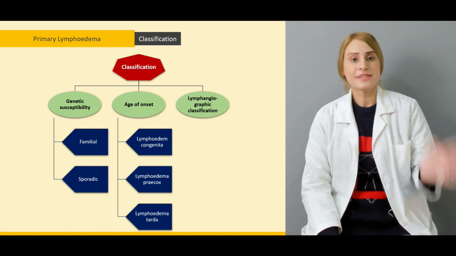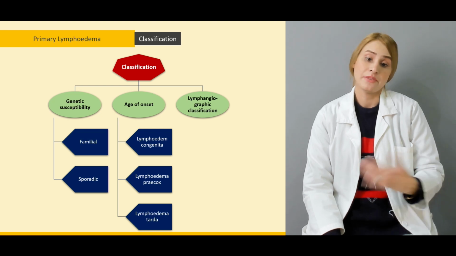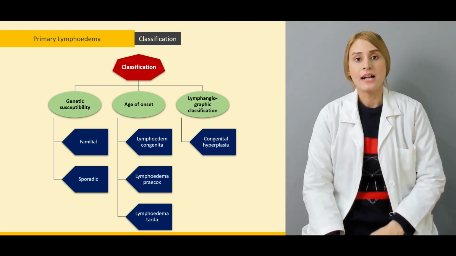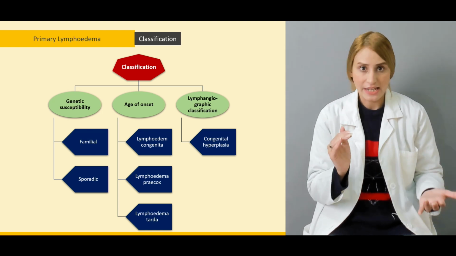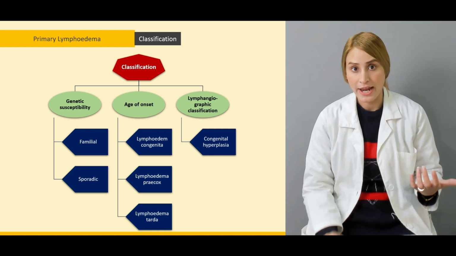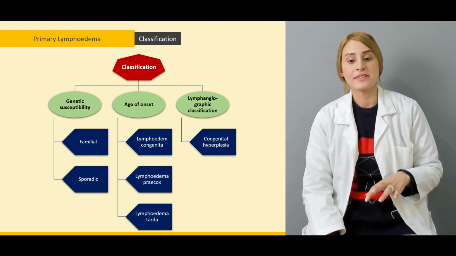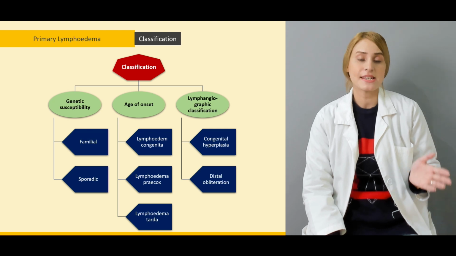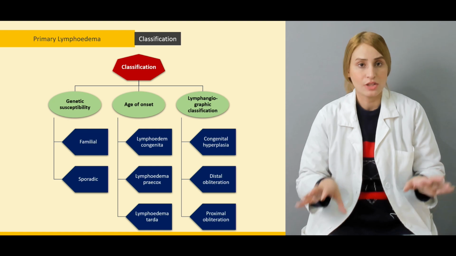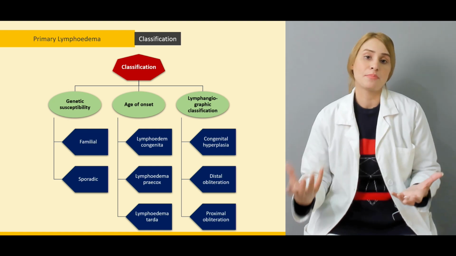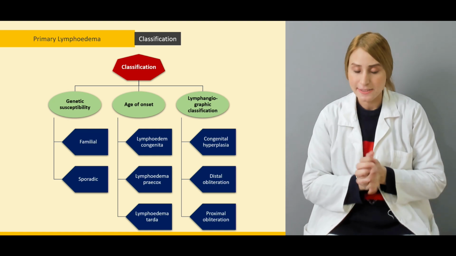Then there's another classification, the lymphangiographic classification. There is an investigation called a lymphangiogram, and on the basis of the lymphangiogram you decide whether it's congenital hypoplasia, a distal obliteration, or a proximal obliteration. Obviously you cannot judge it by the naked eye without investigating the case.